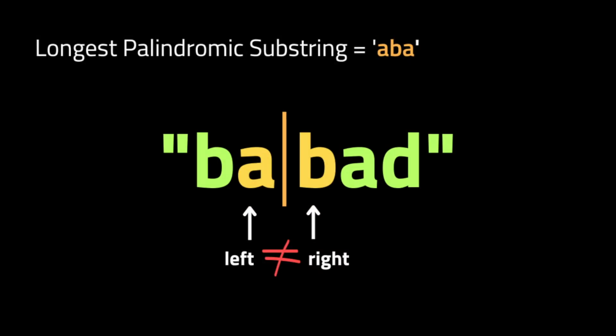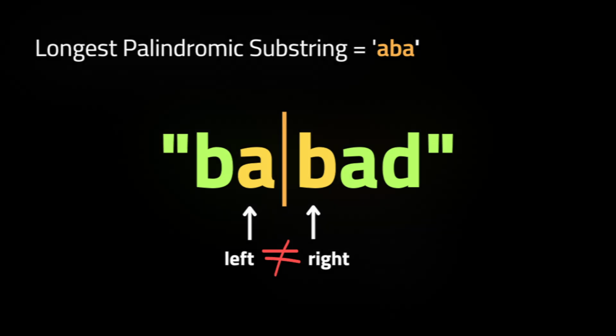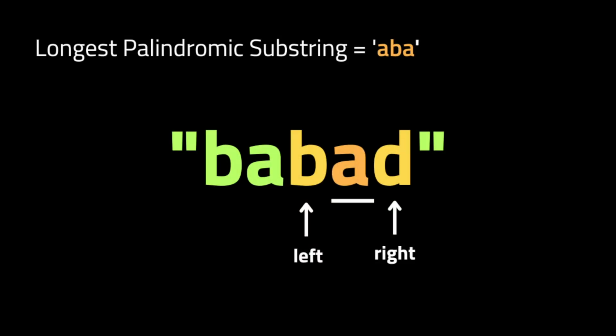Then another time we check the center between the letter A and B. Since the letter A is not equal to the letter B, we will not expand around the center, we'll move to the next letter. So moving to the next letter, we have the letter A, which is a palindrome because we consider a single letter as a palindrome substring.